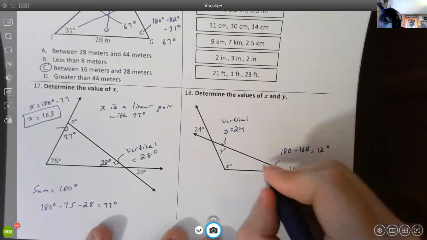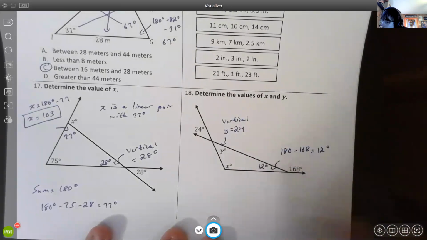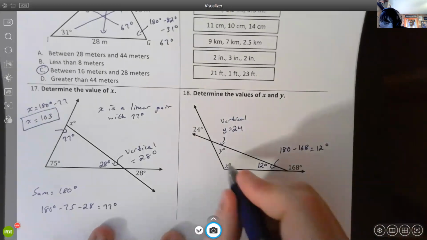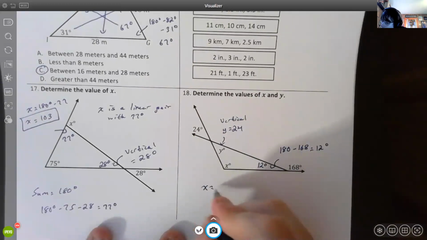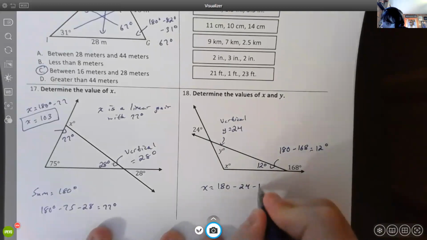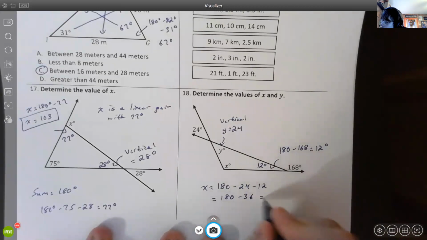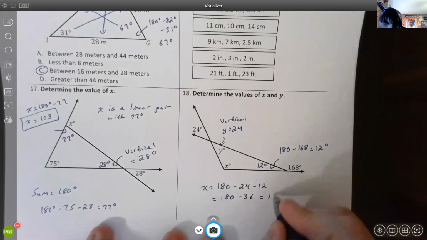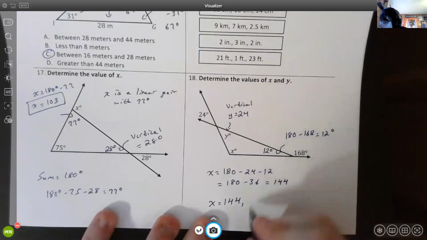So now we have y is 24, this is 12, and we know that the sum in the triangle is 180 degrees. So x would be equal to 180 minus 24 minus 12. So that's 180 minus 36, which is equal to 144. So x is equal to 144 and y is equal to 24.